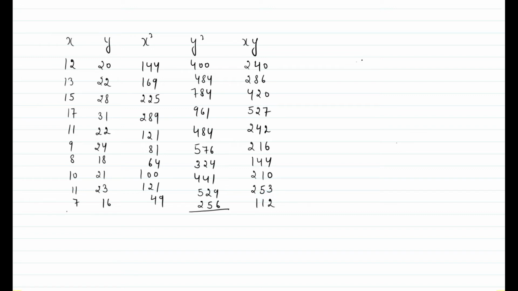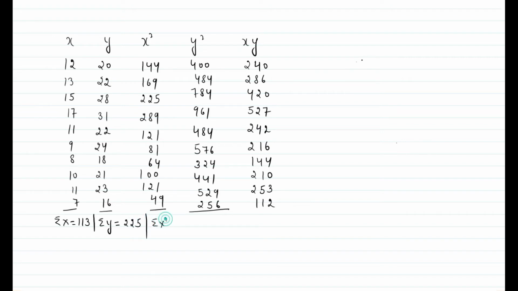Now we're gonna take the summation of all the columns. Summation of x, that is 12 plus 13 plus 15 plus 17 and so on, comes out to be 113. Similarly, summation of y is 20 plus 22 plus 28 plus 31 and so on, all the y column, that is 225.